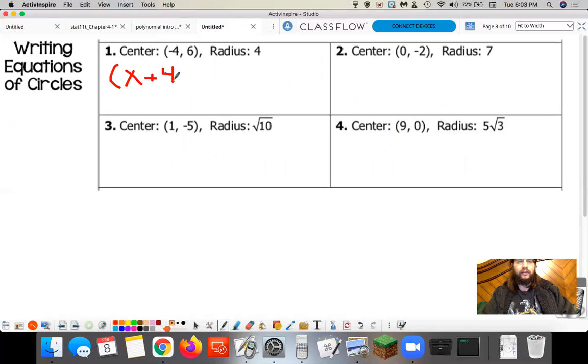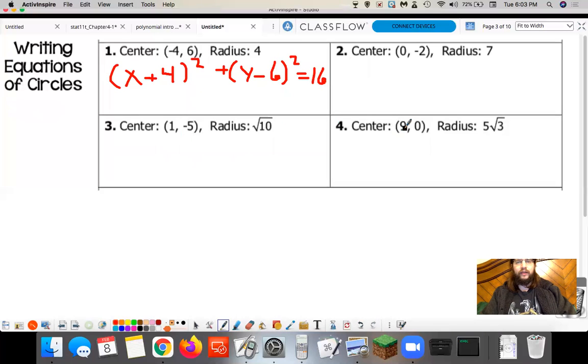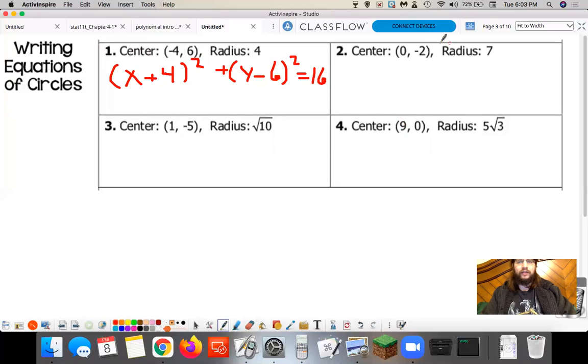You could take it just a second step and simplify it there, but I'm just going to go ahead and write it out. Y minus 6 squared equals 4 squared, which is 16. Easy. Now this one I will do in 2 steps, just so you can see.